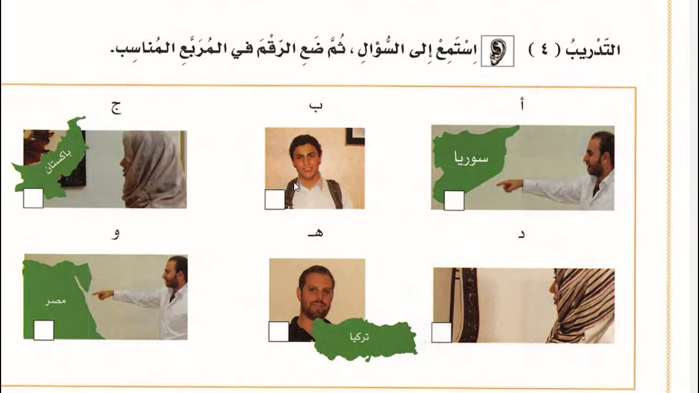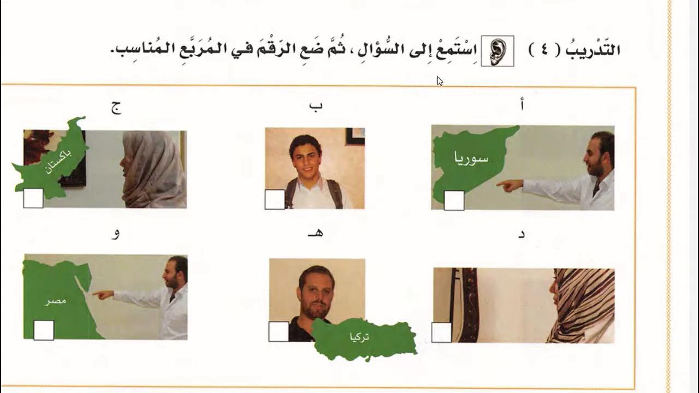Then he is asking you istami as-suwal, listen to the question. Thumma da'i rakma fil murabba al munasib, then put the number in the appropriate box. So this time again you will go to Google Classroom. You will play the video. In the video he will ask a question.